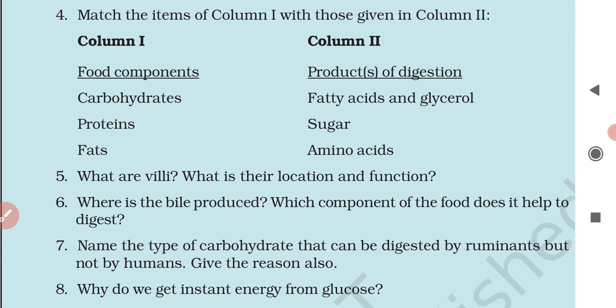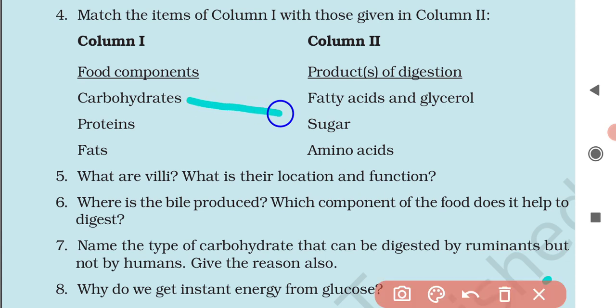So the carbohydrates will be broken down into what? It will be digested to form sugar, right? Carbohydrates will be digested to form sugar. Next is proteins. Proteins are digested into amino acids. And lastly, from the name fats, you can just match it, that fats after digestion will be formed into fatty acids and glycerol.